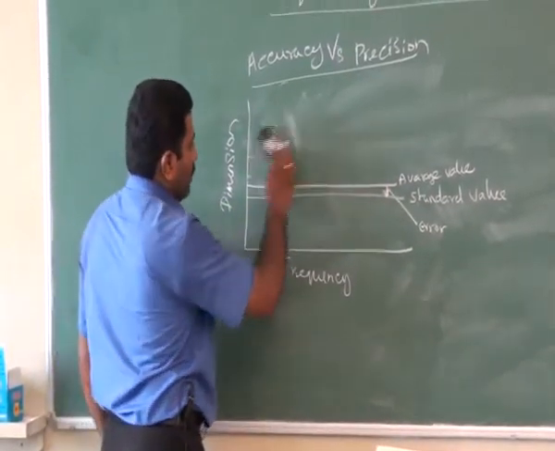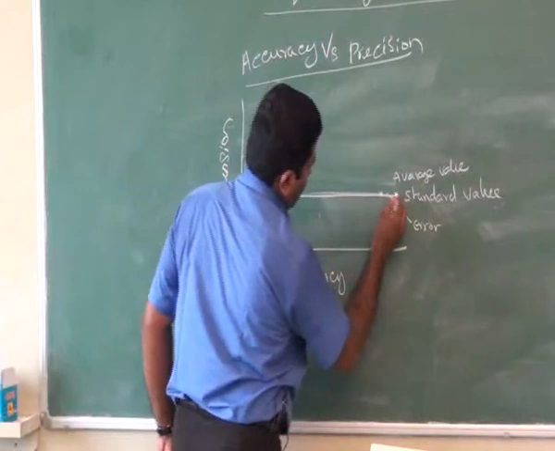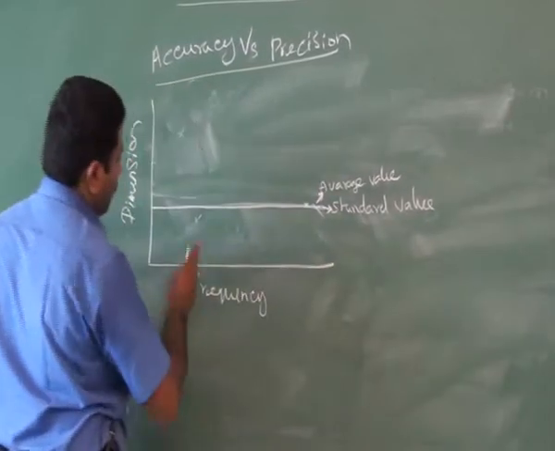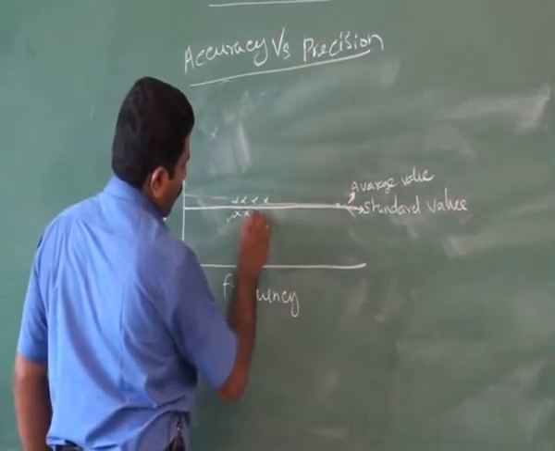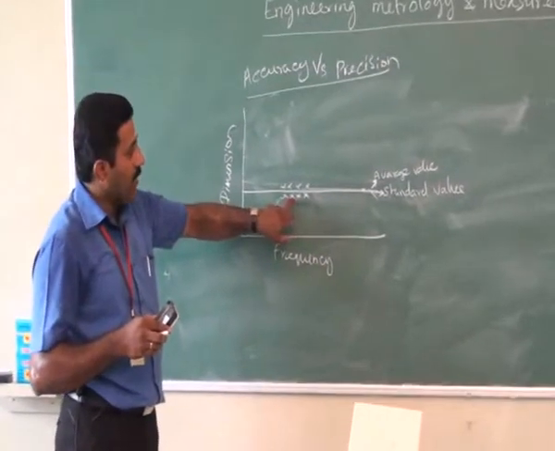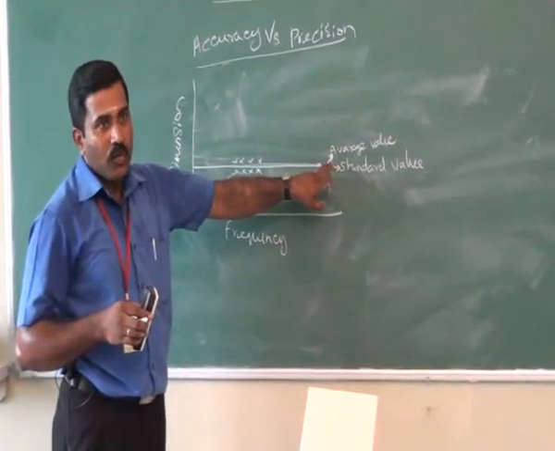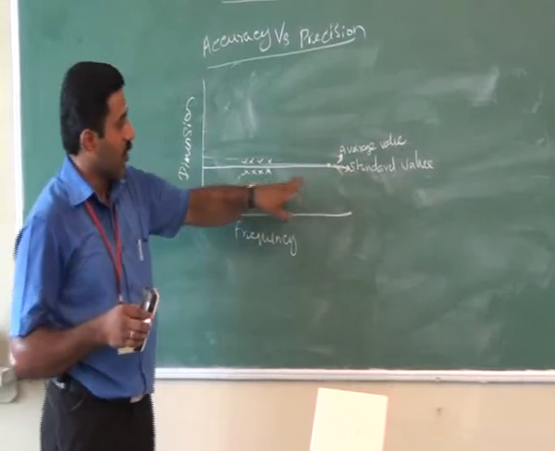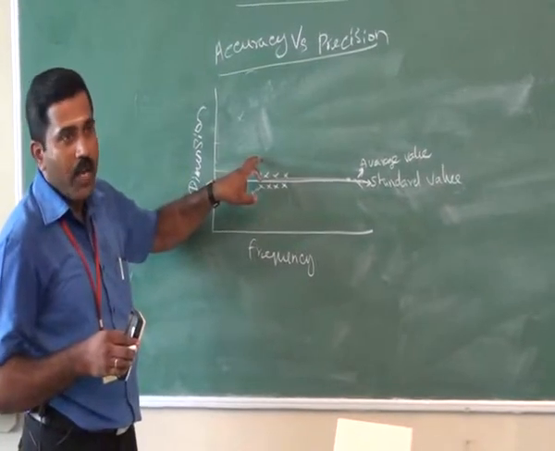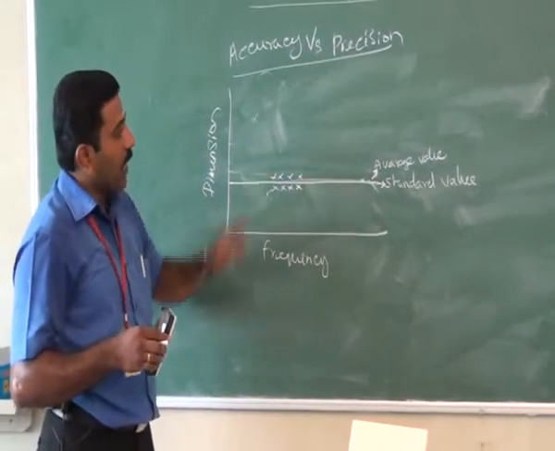And then next, suppose I am giving another one. Average value: here there is no error. This type of instrument has higher accuracy and higher precision. Here the error is 0, so this instrument has higher accuracy. And the degree of exactness is very close between the standard value and average value, so higher precision. So these are all the differences between accuracy and precision.